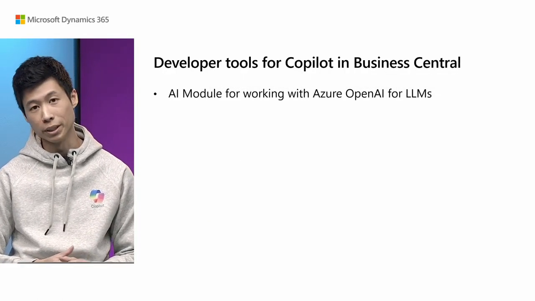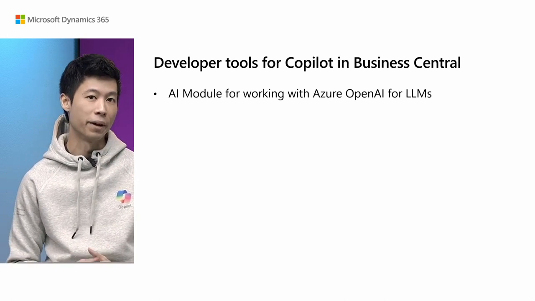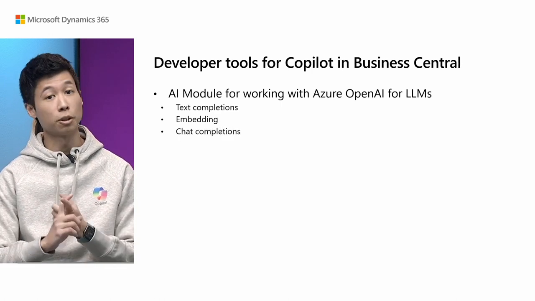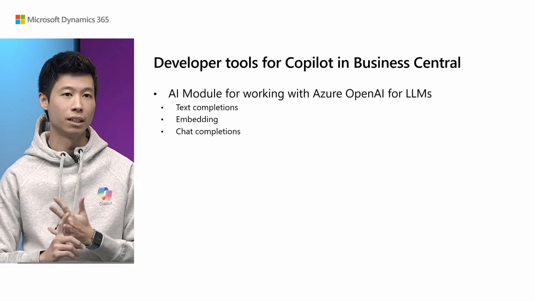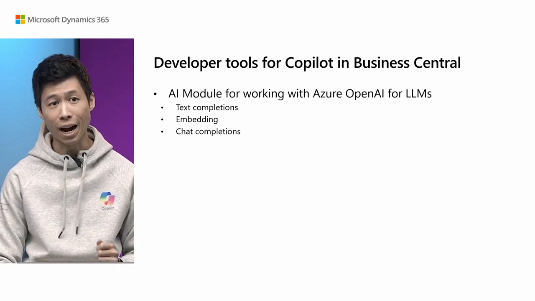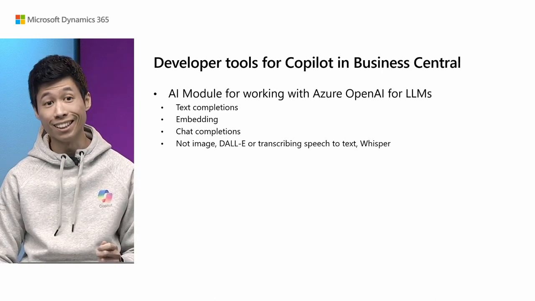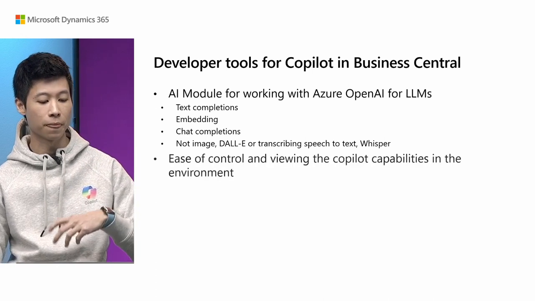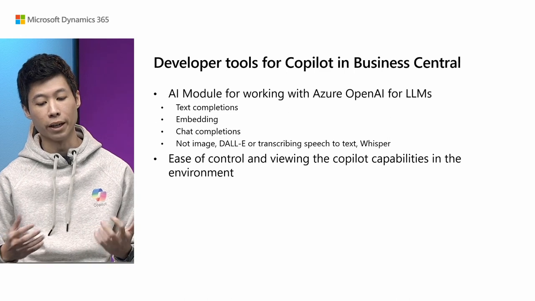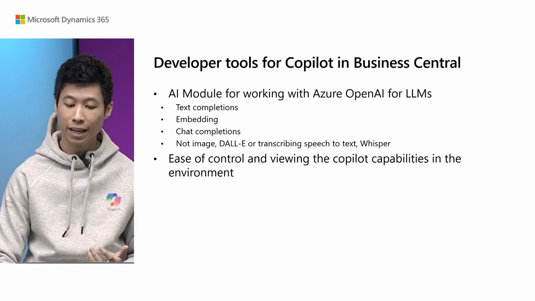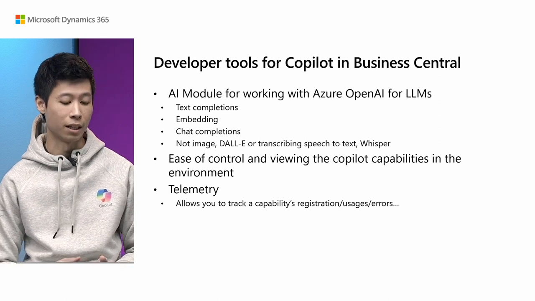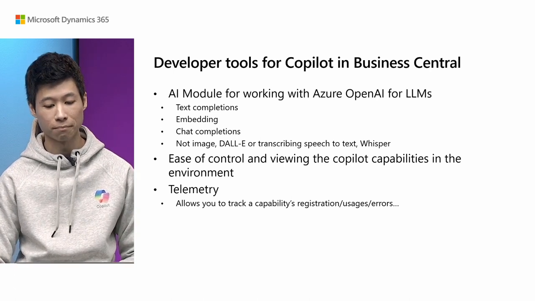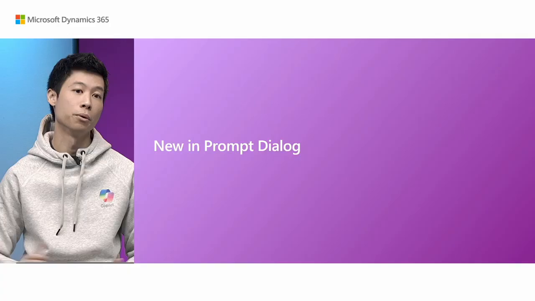Additionally, we have the AI module, which is in the system application for working with Azure OpenAI, specifically for large language models. So you have calls to text completions, getting the embeddings, or chat completions. I do want to highlight it is not for images, for example with DALL-E, or transcribing speech to text with Whisper. The module also gives you ease of control and viewing of the Copilot capabilities within your environment. And it also gives you telemetry, allowing you to track capabilities registration, usage, and what errors you might find. So now Julia will talk about what's new in the prompt dialog.